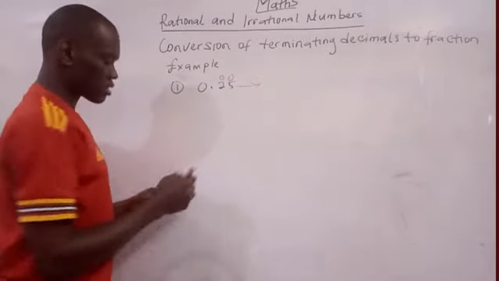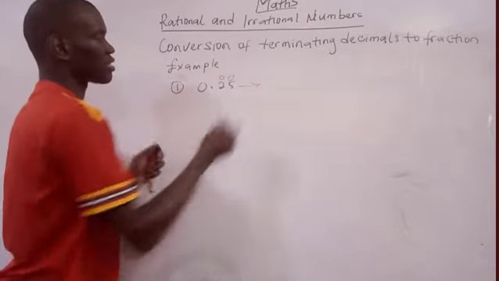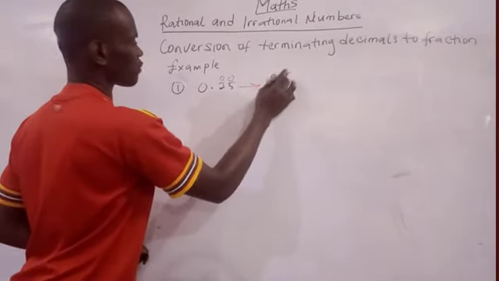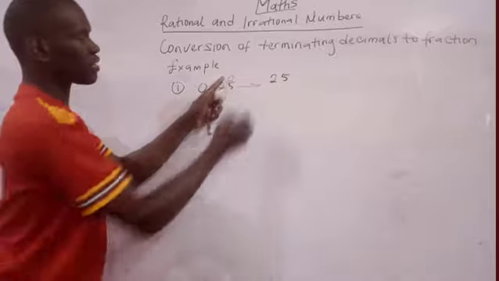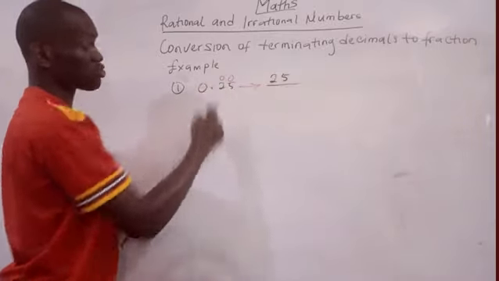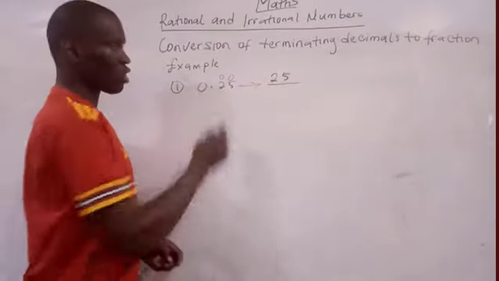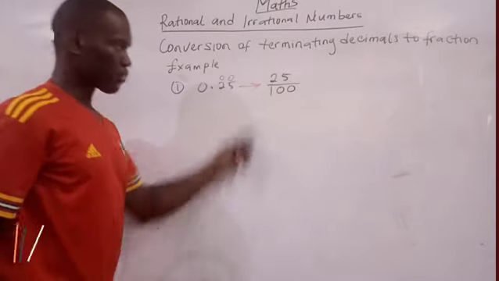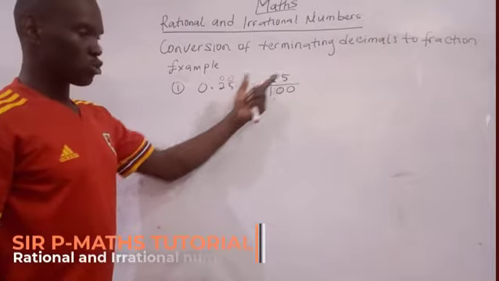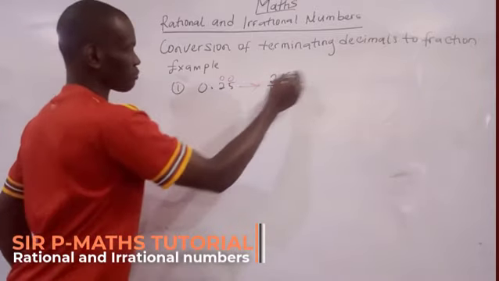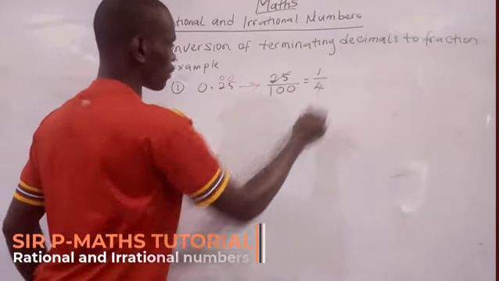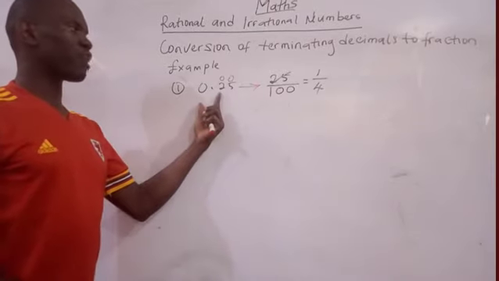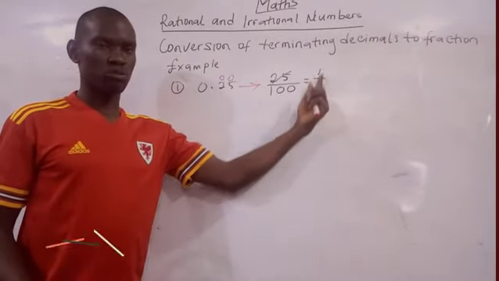So I'll quickly represent this as a whole number, which is 25, and then represent the 2 decimal places as a fraction of the 25. So I'll add two zeros to the 1. I've converted 0.25 to a fraction, which can be further simplified as 1 over 4. So 0.25 has been simplified as 1 over 4.